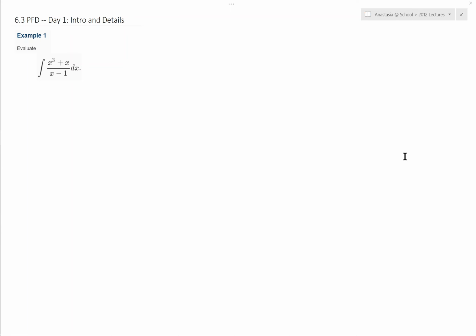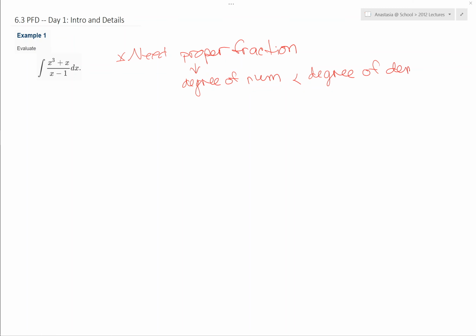Now we have just talked about when we can rewrite a rational function using a sum of simpler fractions. First off, we need a proper fraction. So a proper fraction means that the degree of the numerator is strictly less than the degree of the denominator. This is something that we have to check, so it's a question mark.